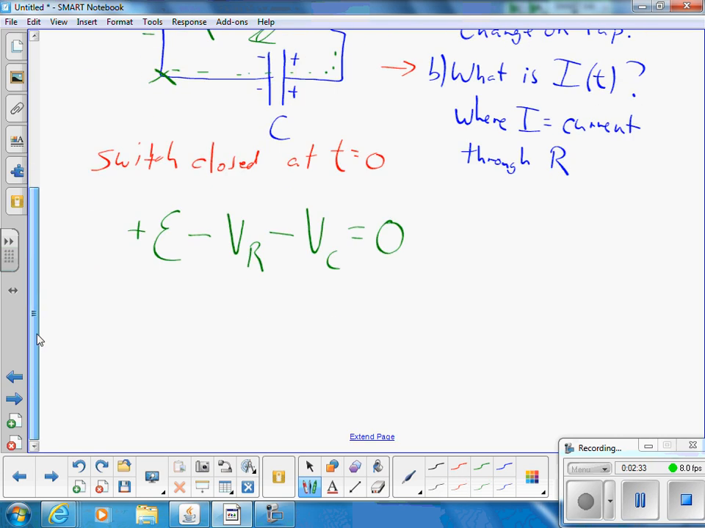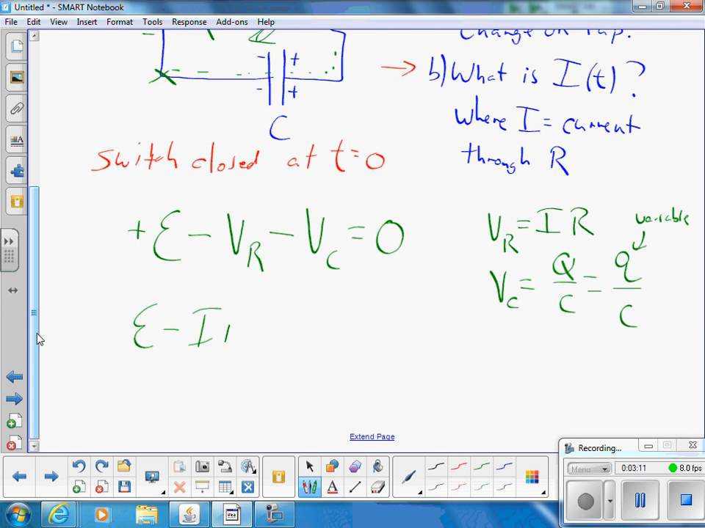Okay, so now I'm going to say that for any resistor with current, the potential difference across it is I times R, and for a capacitor with a charge on it, the potential difference across it is Q over C. And again, I'm going to use small q over C because that's a variable amount, as opposed to capital Q, which we might reserve for the total amount of charge on the capacitor when it's all charged up or something like that. So now I'm going to sub in. So I have E minus I times R minus Q over C is equal to 0.